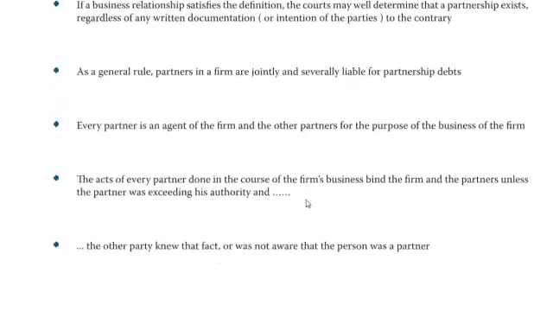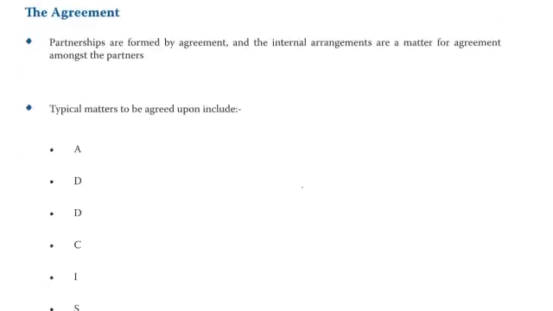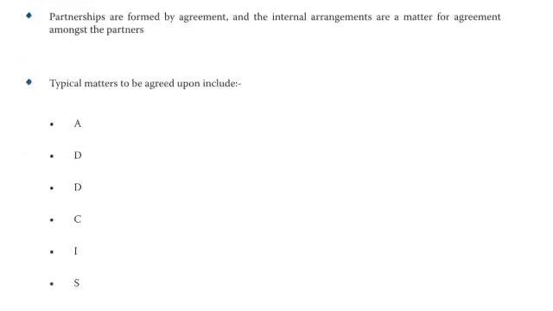This is important because if there is a partnership in existence, the acts of every partner bind the firm and the partners, unless the partner was exceeding his authority and the other party was aware of that fact or was not aware that the person was a partner. So every partner is an agent of the firm and the other partners for the purpose of the business of the firm. Partnerships are formed by agreement. The internal arrangements are a matter for agreement amongst the partners, and they can agree whatever they want so long as it is legal.